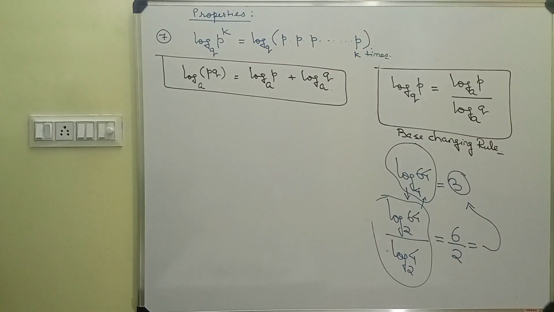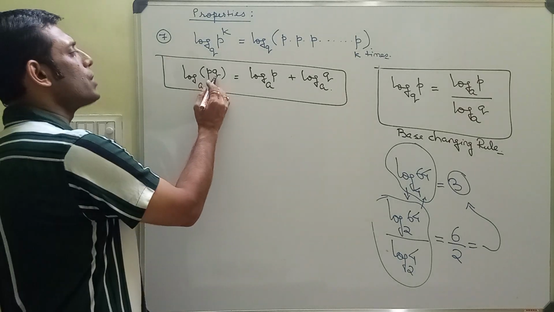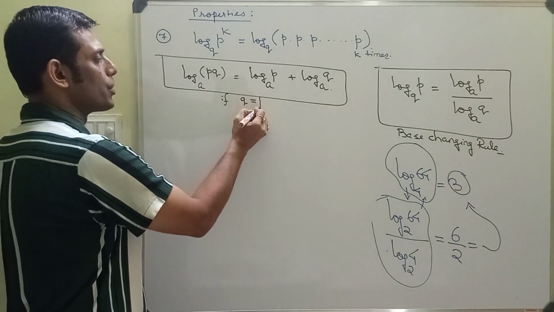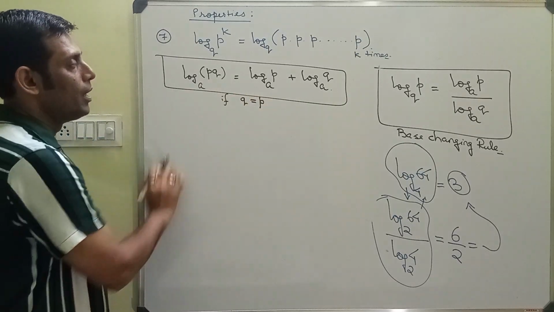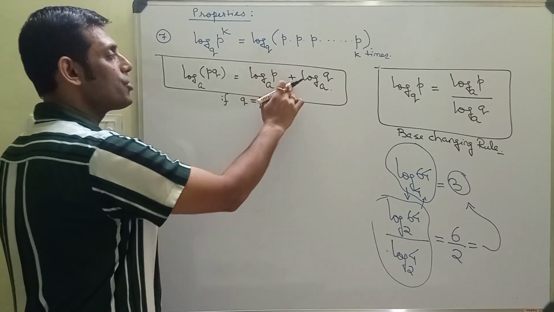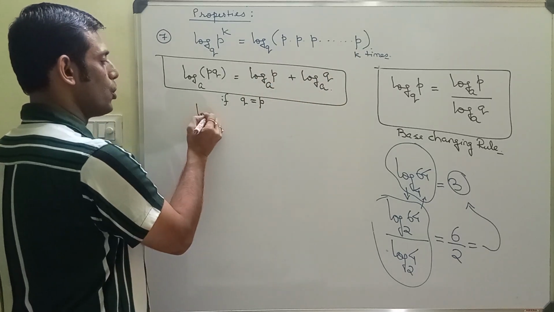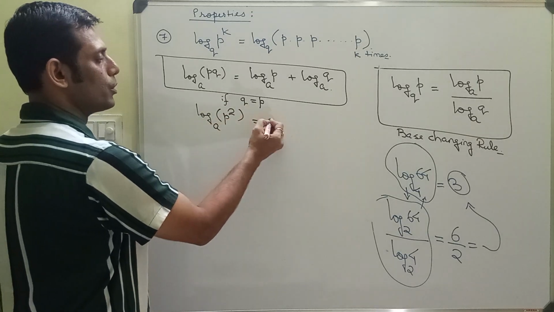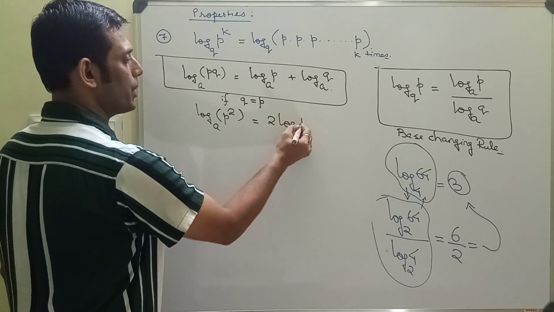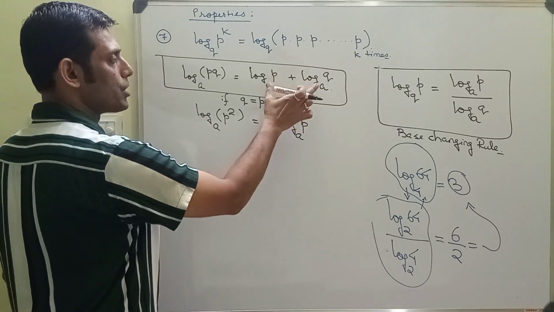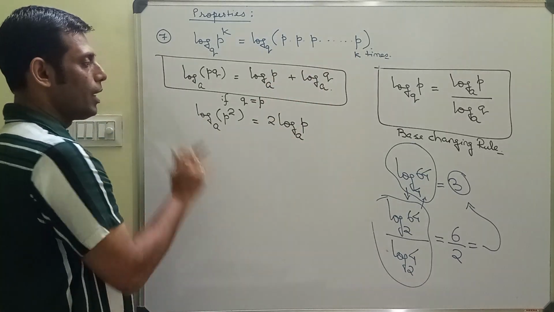Product rule of logarithms. Let's use this. What if q suddenly becomes p? Let's see, if q becomes equal to p, then what's going to happen? log p squared base a is equal to log p base a plus log p base a. That means log p squared base a is equal to 2 times log p base a.